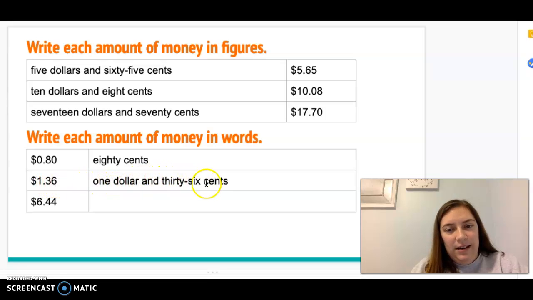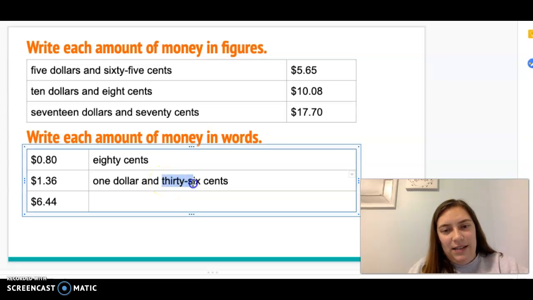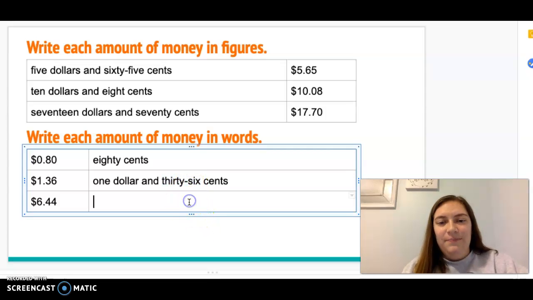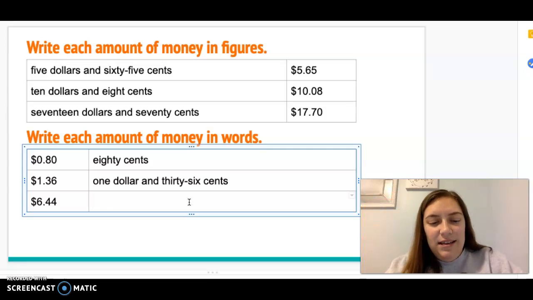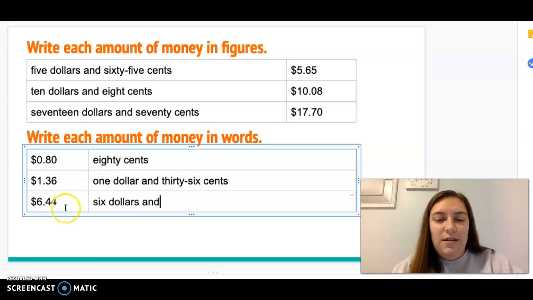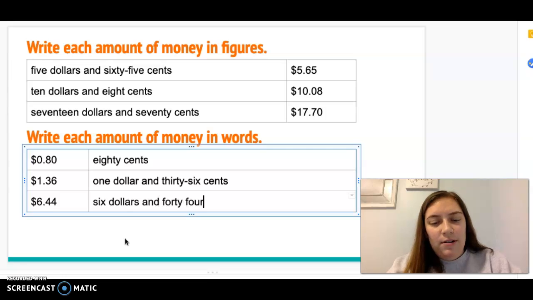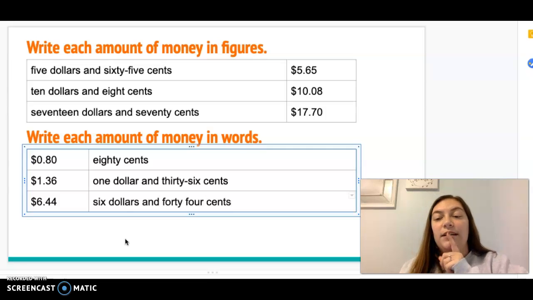$1.36. Remember, if you have a 10, when you are connecting your tens and your ones place, you have to use that little hyphen, which is that dashy thing. It goes like this in between it. So now I have $6 and that's my decimal point. 44 cents. Oh, but what did I forget to do? You're right, I need to put my hyphen there because it's between my 10 and my 1.